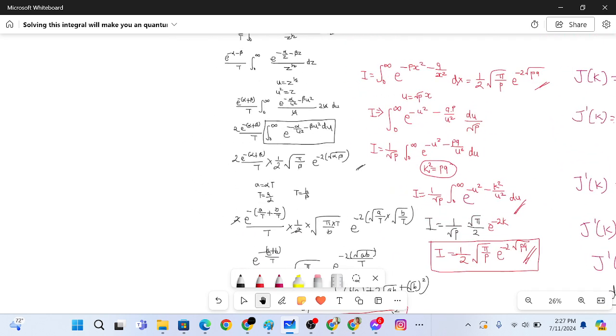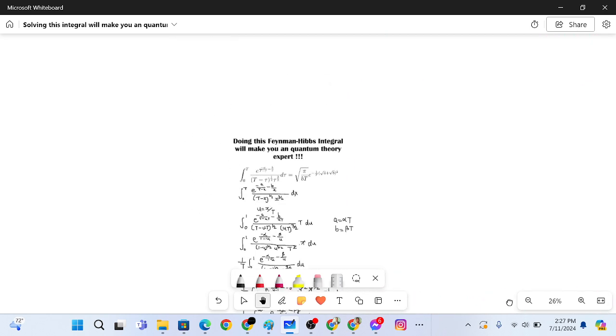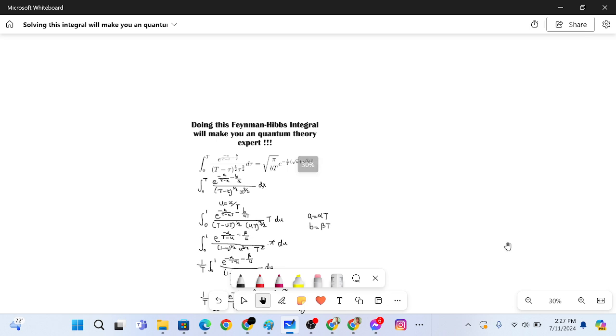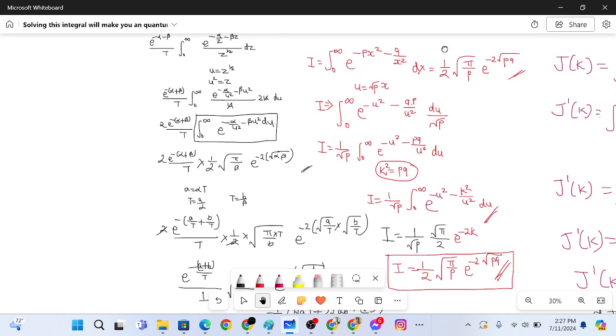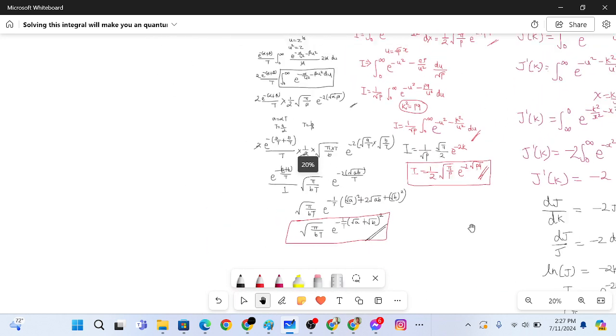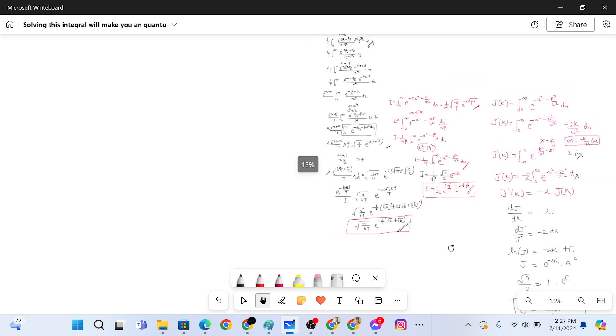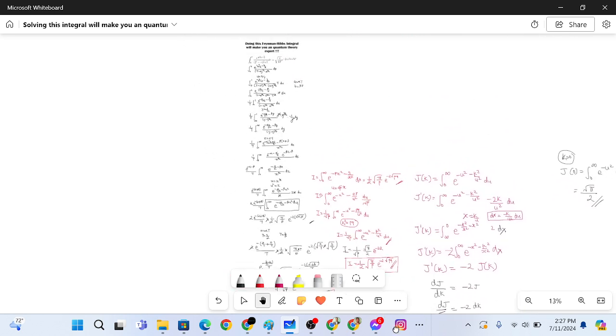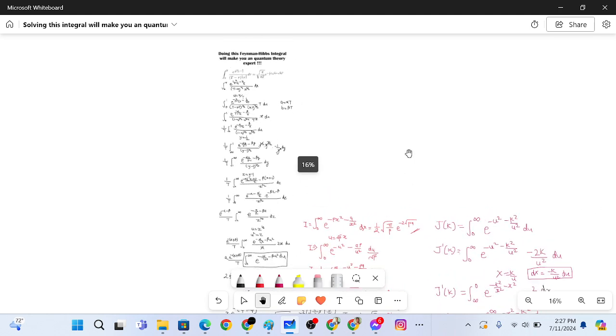So now that we have finally solved this Feynman-Hibbs integral, are you now a quantum theory expert? I'm not sure if you are, but solving this integral involved lots of ideas, and these ideas will definitely be of good use to you some time in your life. Hope it will be helpful.